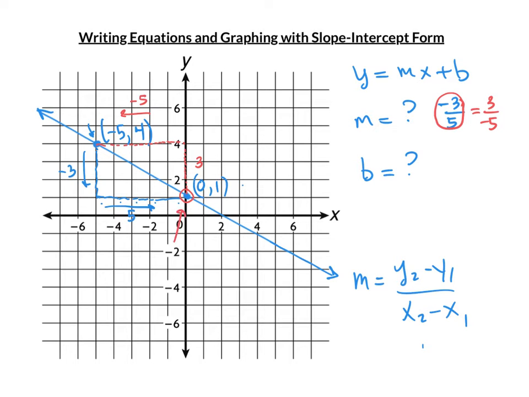The y-intercept sits right there. It is the point (0, 3), but it's 3. That's our b, which means we now know the equation is y = mx + b, y = -3/5 x + 3.